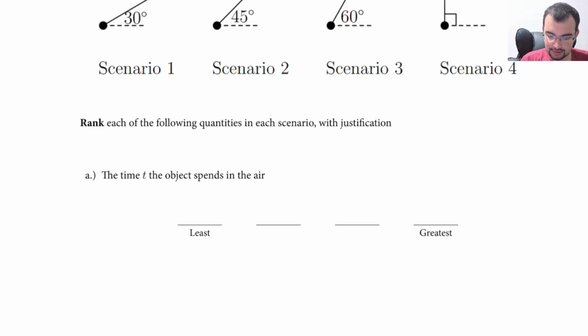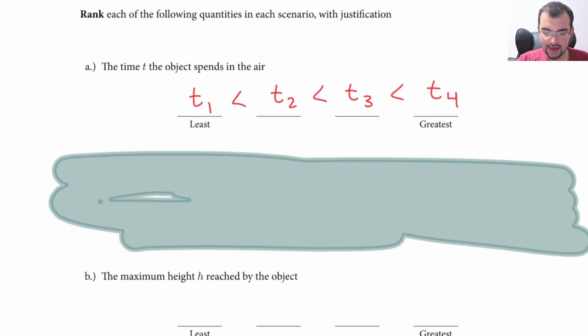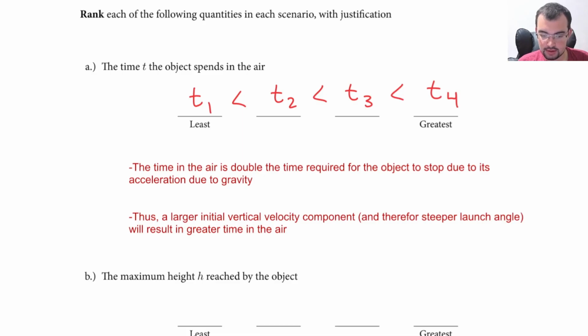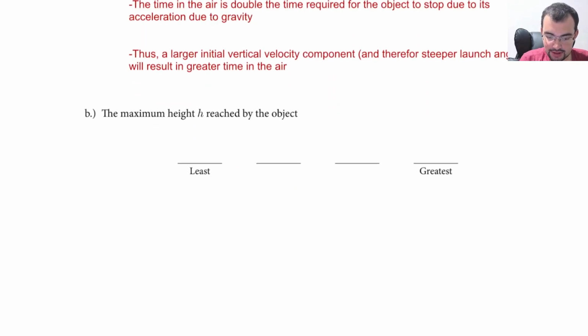for time in the air, you get more time in the air, the more vertical you launch. We already went through that argument, because the time in the air is just double the time it takes to stop at the peak. So if you give it more vertical velocity, the object is going to take longer to stop and thus longer to hit the ground. So the larger the vertical components, the larger time in the air.